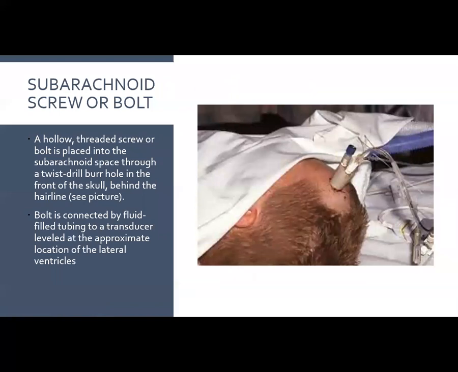The subarachnoid screw or bolt is a hollow threaded screw or bolt, and it's placed in the subarachnoid space through a twist drill burr hole in the front of the skull behind the hairline. So you can kind of see it in this picture here. The bolt is connected by fluid-filled tubing into a transducer leveled at the proximal location of the lateral ventricles. So this is used for ICP monitoring. So they do not drain, and it's typically used in your traumas where you want to monitor the patient to see what is going on here.